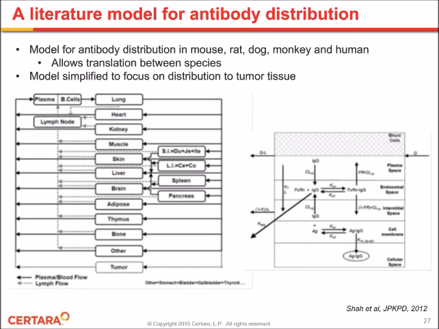So this is the PBPK model, a model developed by Shah et al. to describe the distribution of antibodies, not necessarily just in tumors, but across the whole body. So it's really a whole body PBPK model. The great thing about this model is it has been developed for a range of species, including mouse and humans. So that then allows for translation between species of exposure. In our case, we have simplified the model to focus specifically on the distribution to tumor tissue and to enable a translation of the data that we had in mice to a predicted tumor tissue exposure in men.